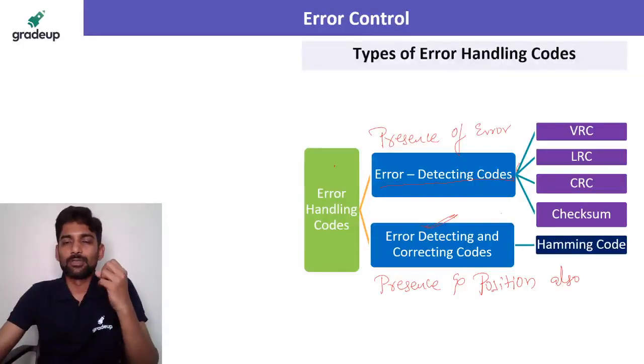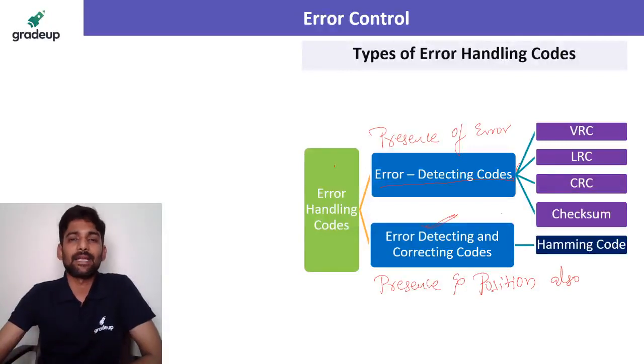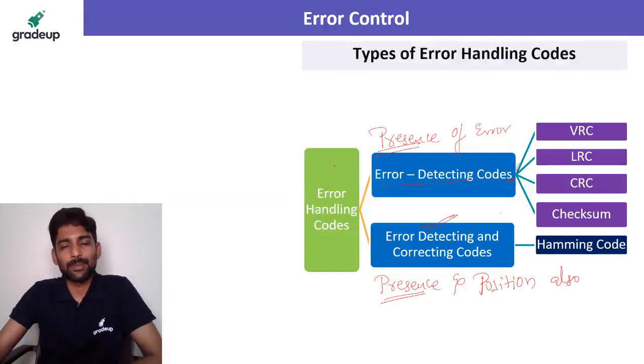Okay. So the difference between error detecting and correcting codes is that a detecting code can only find whether there is an error or not, but it cannot find which bit is in error or how many bits are in error. A detecting and correcting code can find the presence, meaning whether an error is there or not, and also where that error is, its position. The detecting codes are subclassified into vertical redundancy check, longitudinal redundancy check, cyclic redundancy check, and checksum. And the detecting and correcting code is subclassified into Hamming code.